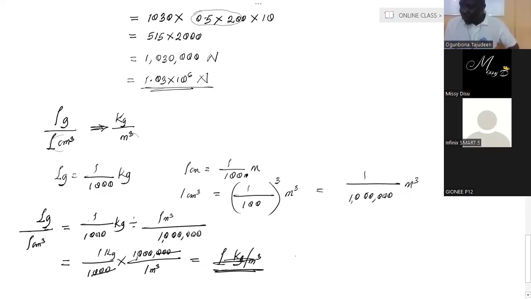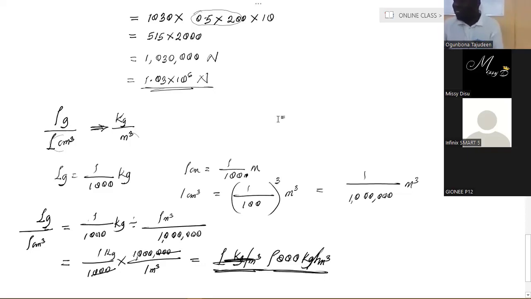I understand. Is it because we have to convert to kilogram? That's it. You have to multiply by 1,000. Exactly. So now, any other question?